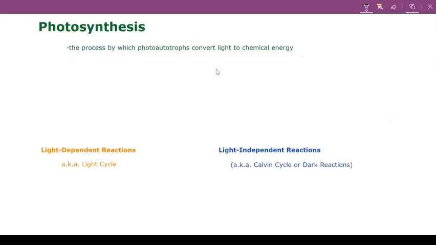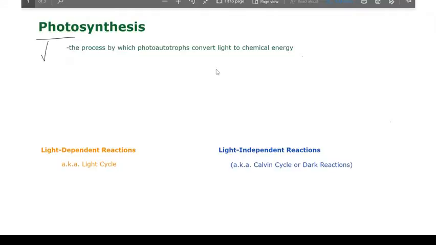The root of photosynthesis: the word photo comes from the Greek root for light. So that's light. And synthesis just means to create. So we have light to create, hence the name photosynthesis. Light creates food.